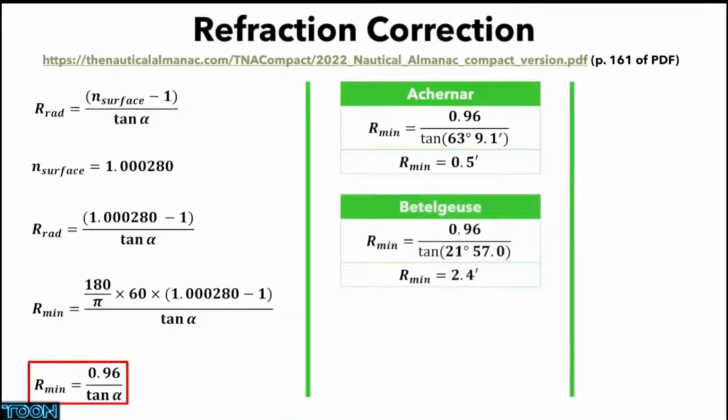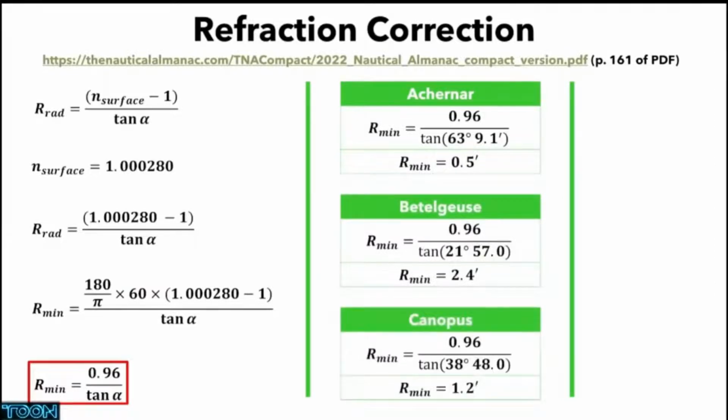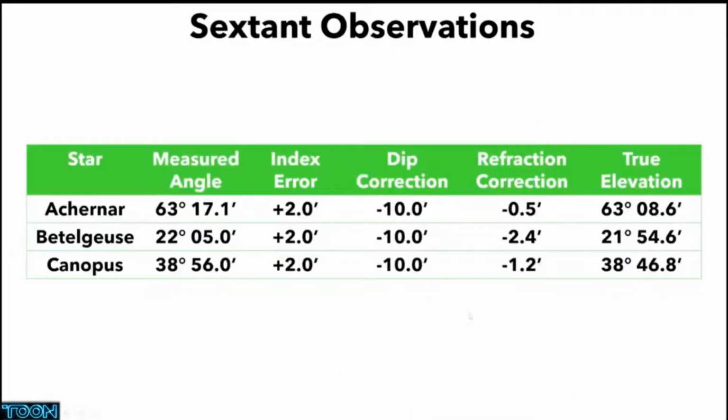For Betelgeuse, we get 2.4 arc minutes, and for Canopus, we get 1.2 arc minutes. Now we've made all the necessary corrections.